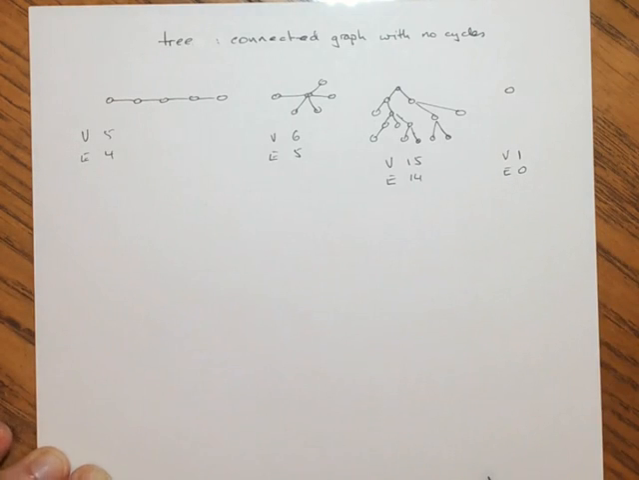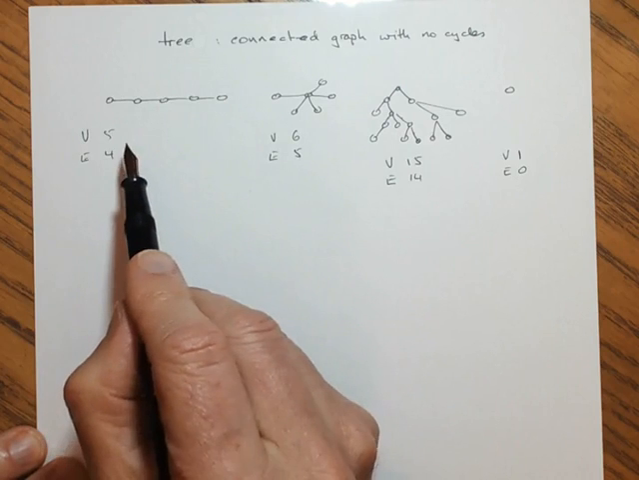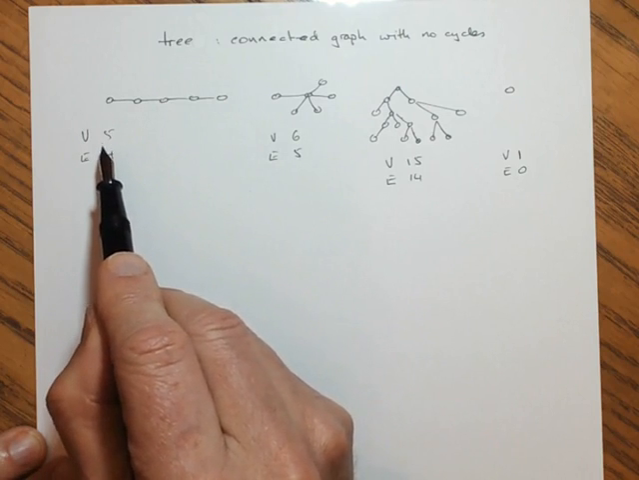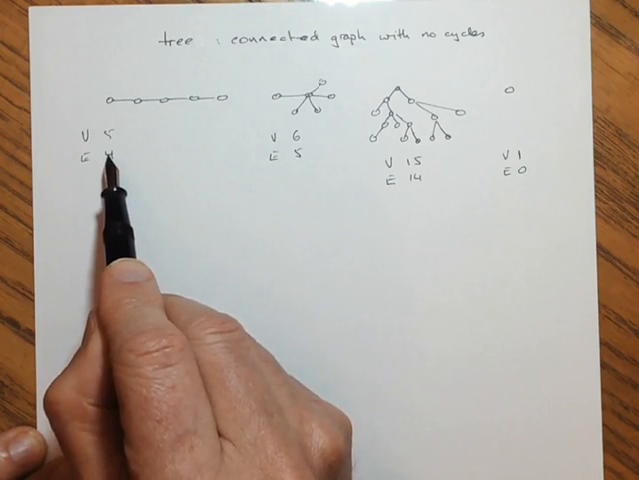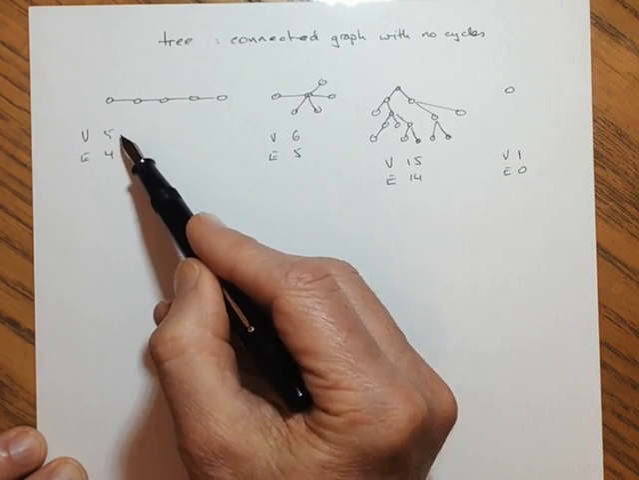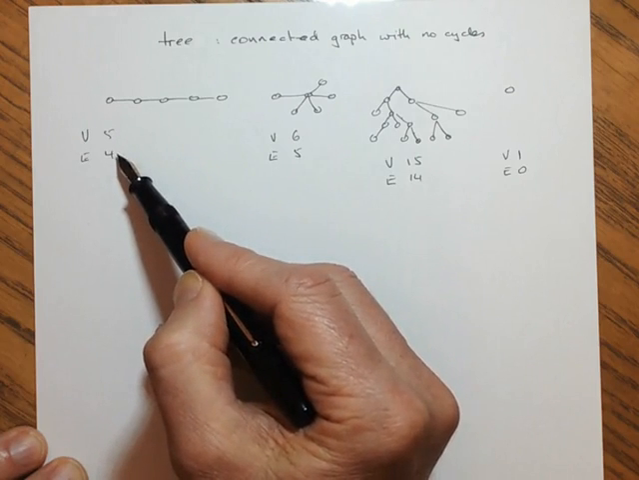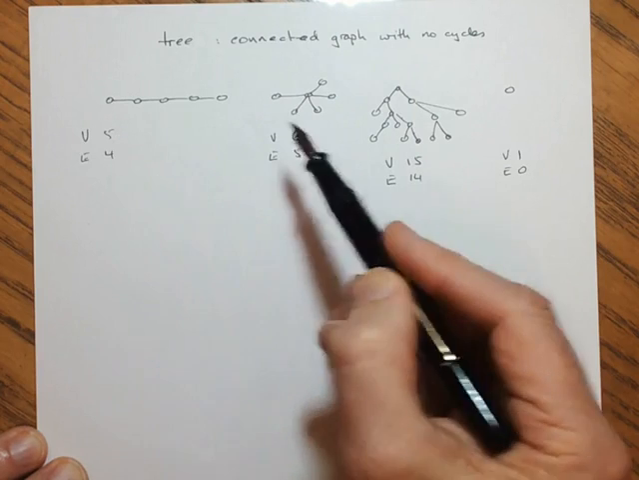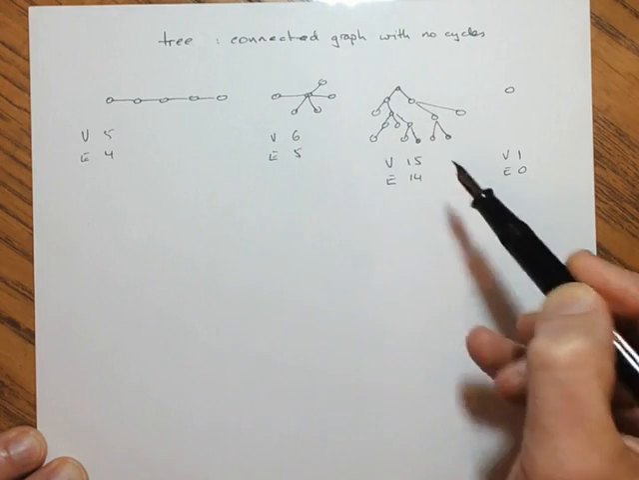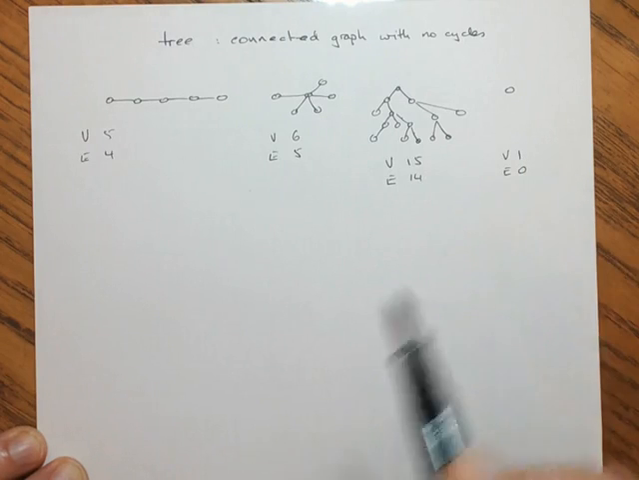0. If you start looking at this, you see a pattern emerging, and the pattern is that in a tree, the number of edges is always 1 less than the number of vertices, or the number of vertices is 1 more than the number of edges. Usually we talk about the number of edges being 1 less than the number of vertices. So 6 minus 1 is 5, 15 minus 1 is 14, 1 minus 1 is in fact 0.